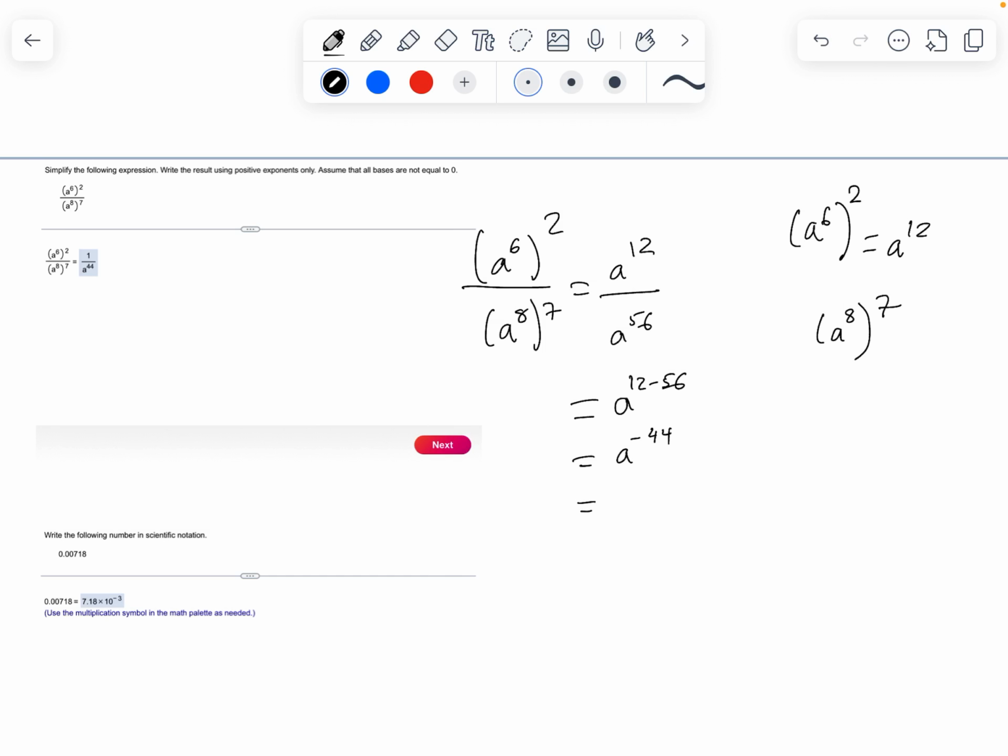And then since it's negative, it can be rewritten as 1 over a to the 44. So this is you changing that exponent from negative to positive. To do that, you just take the whole term, you do a 1 over that term, and then you change the sign of the exponent.